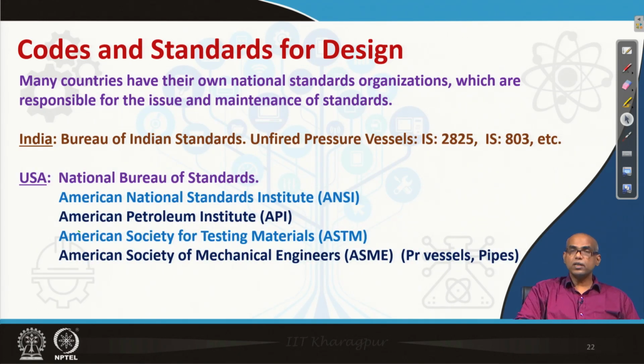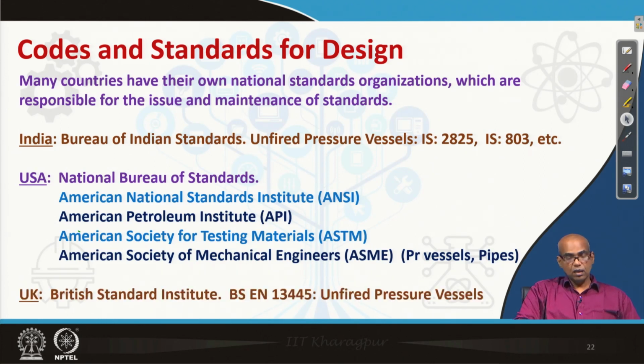The USA has the National Bureau of Standards, and the codes that are useful for chemical engineers are obtained from the American National Standards Institute ANSI, American Petroleum Institute API, American Society for Testing Materials ASTM, and American Society of Mechanical Engineers ASME codes, which are particularly useful for pressure vessels and pipes. The UK has the British Standards Institution, for example, for design of unfired pressure vessels they can use BS EN 13445.